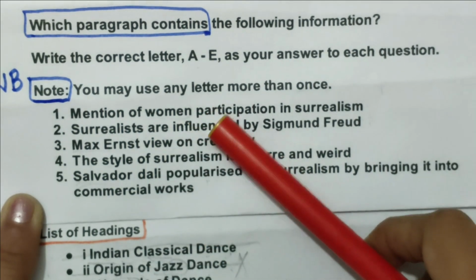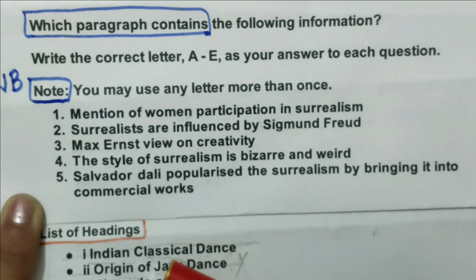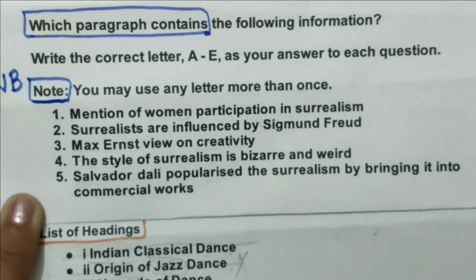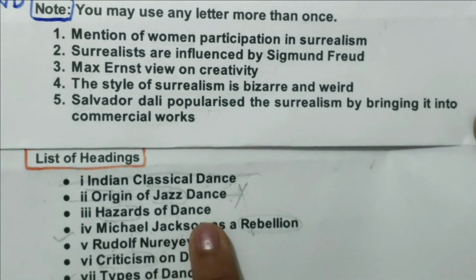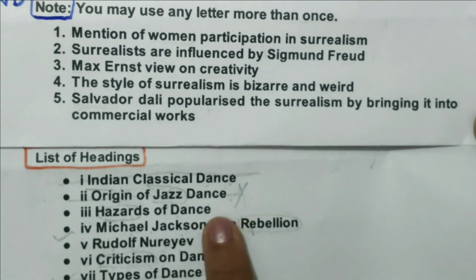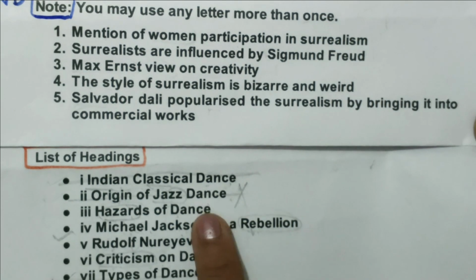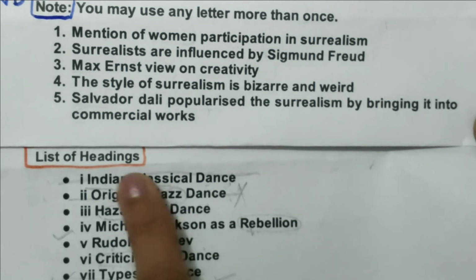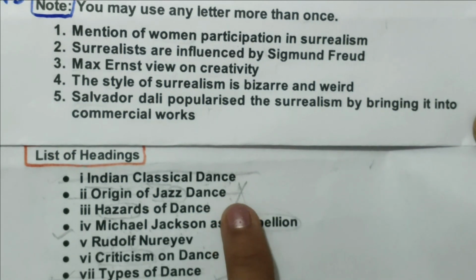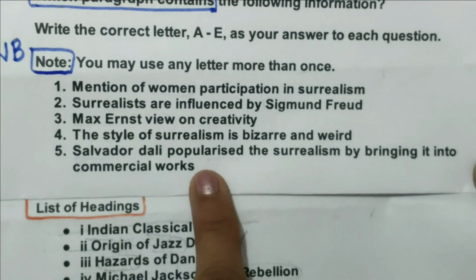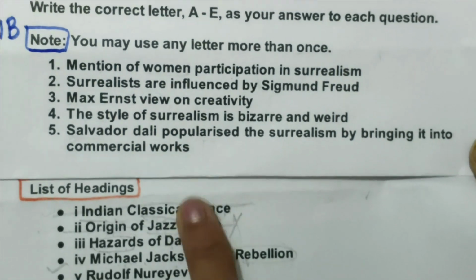Here you can see longer sentences are there. Here there is only the heading kind of thing, like the reading passage titles, the names of the titles. The same we have to find here in list of headings. We have to find the theme of the paragraph, and here we have to find the information in the passage. This is the main difference.